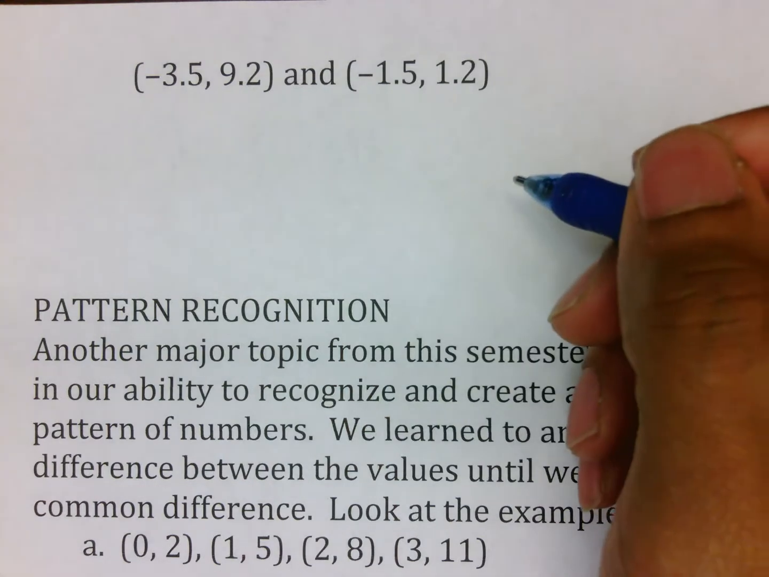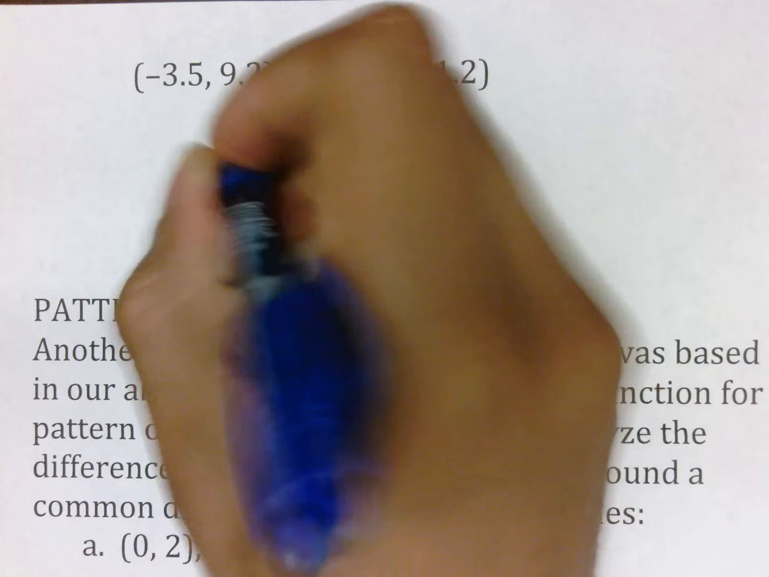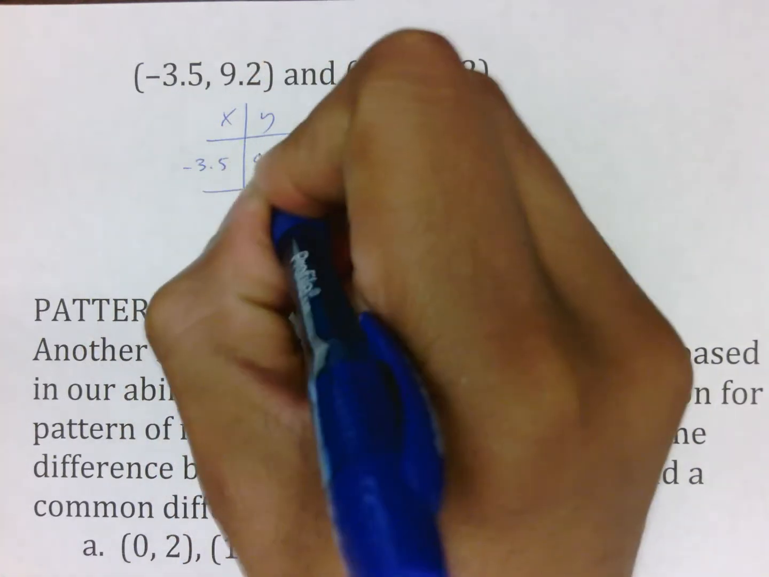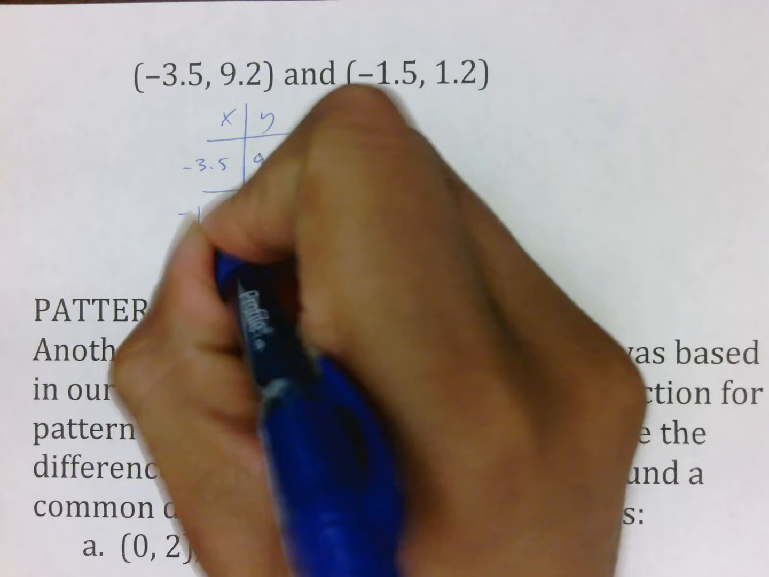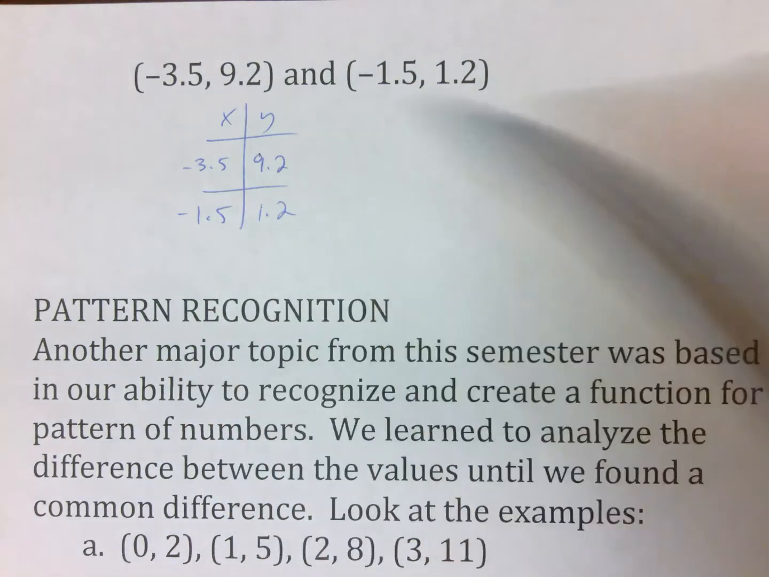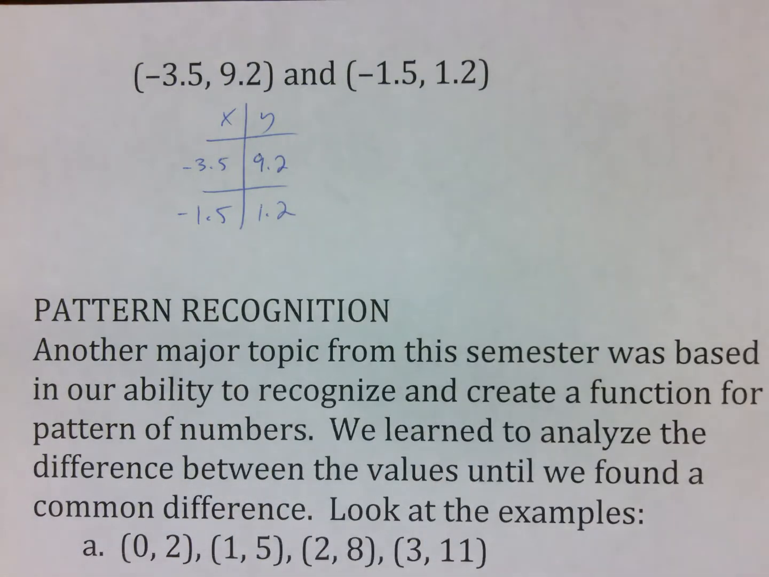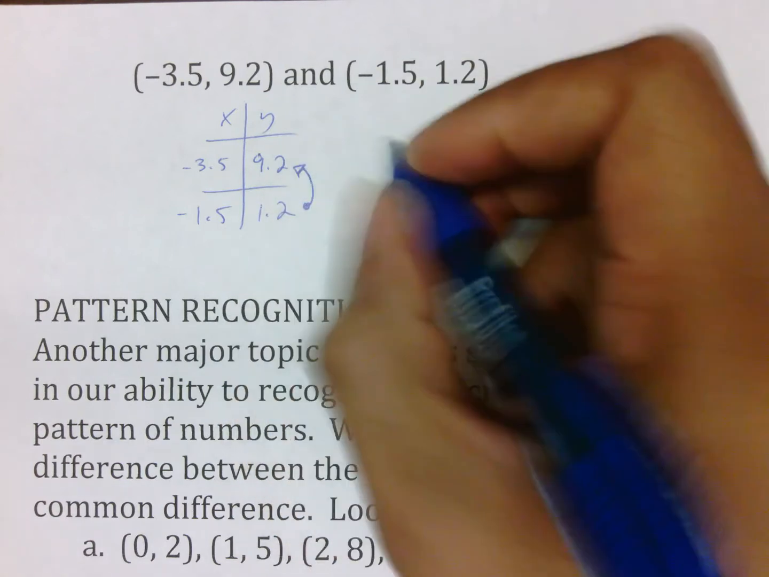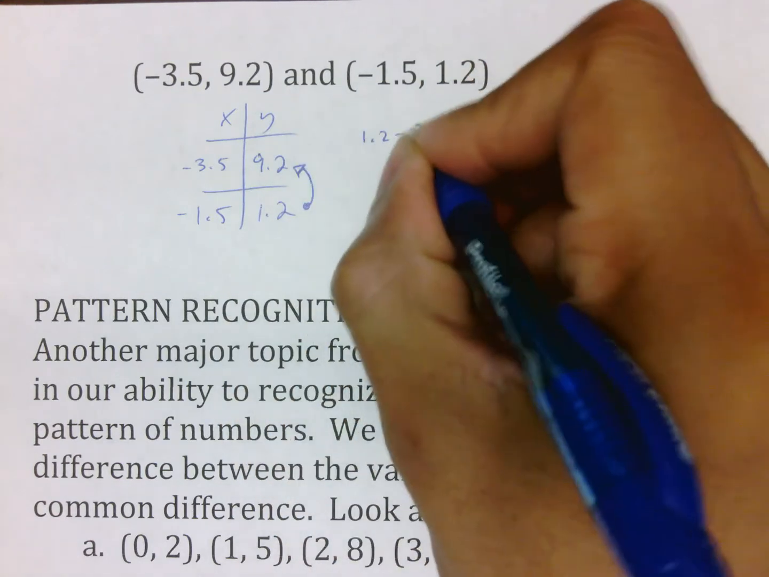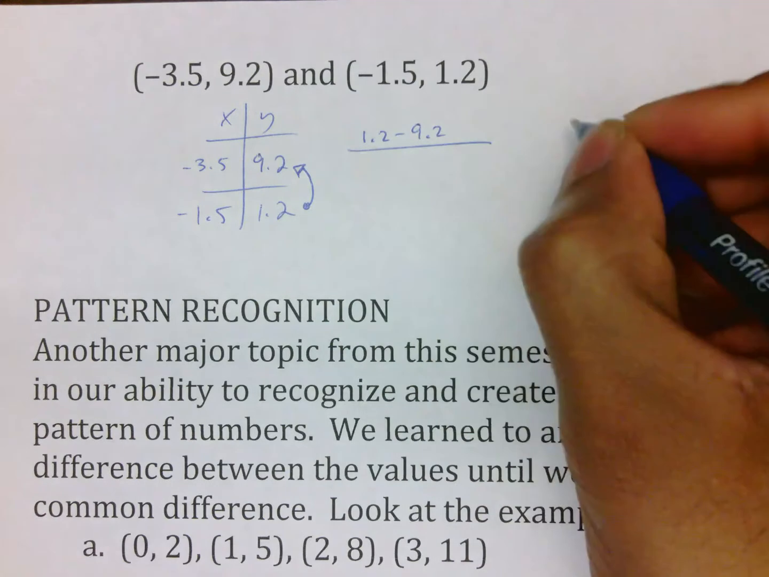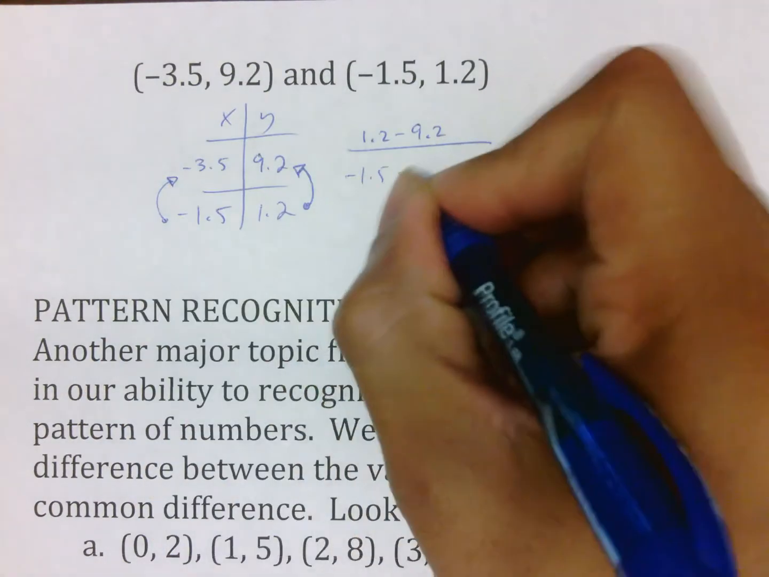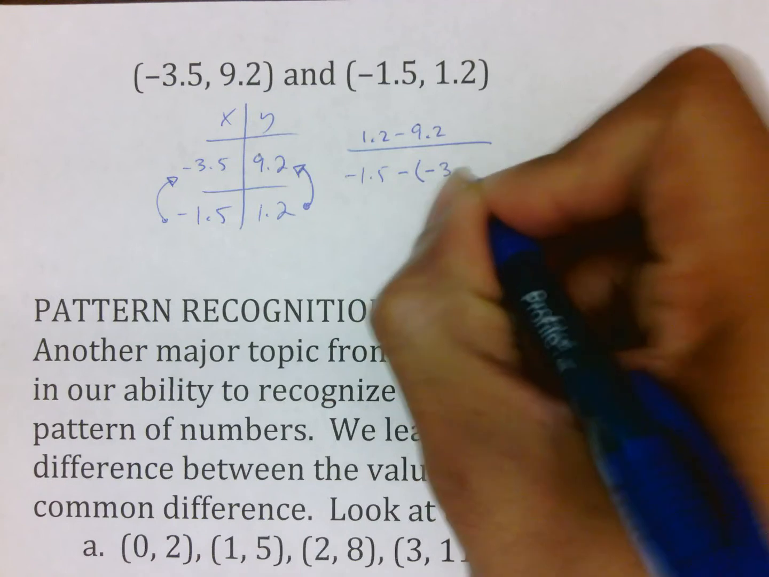Other than that, looking at this one, the only thing that makes it somewhat difficult is the fact that there are decimals, but I really don't think that the decimals make it that difficult. Again, you put your X and Y chart, you bring down the first point, negative 3.5 and 9.2. You bring down your second point, negative 1.5 and 1.2. And you do the same pattern we've been doing, which is y2 minus y1, which means take this minus this, which is 1.2 minus 9.2 over this minus that, which is negative 1.5 minus, again, parentheses, negative 3.5.